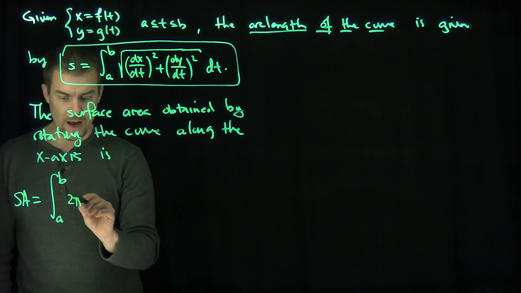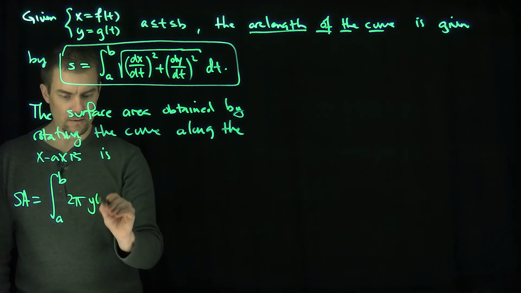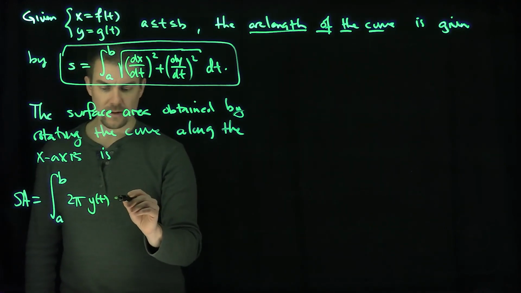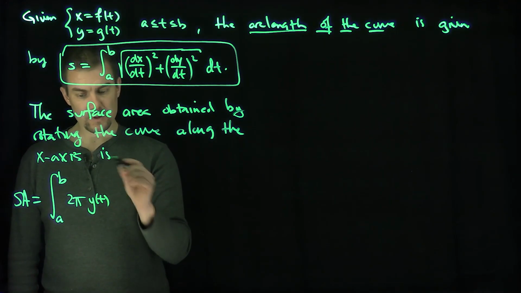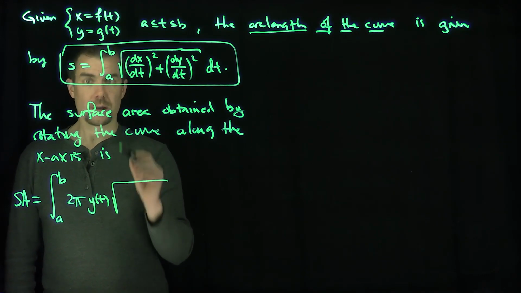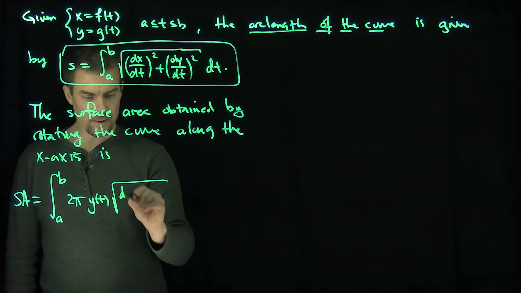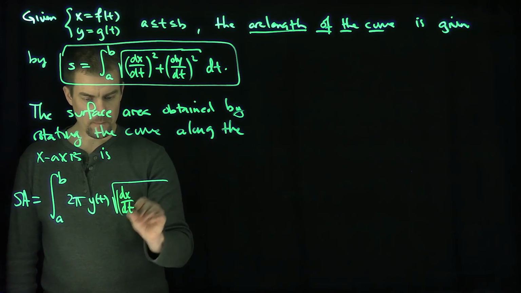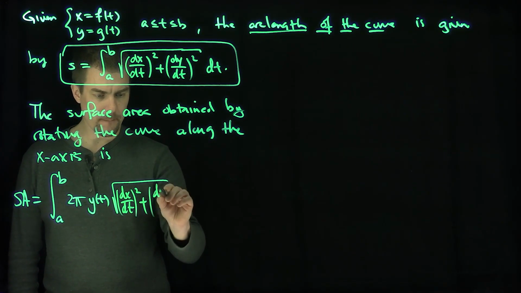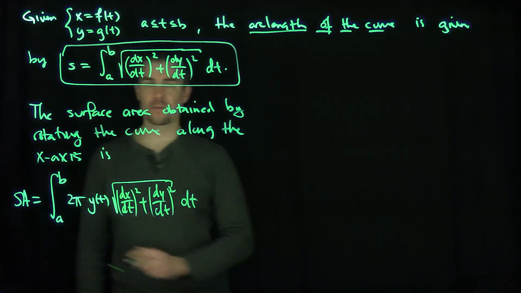And I have a 2 pi times whatever y is in this formula. So it's going to be y of t. That's the height. And then times the arc length parameter over here. So typically you write ds, but I'll write out the full formula: the square root of (dx/dt) squared plus (dy/dt) squared dt. That will give me the surface area.